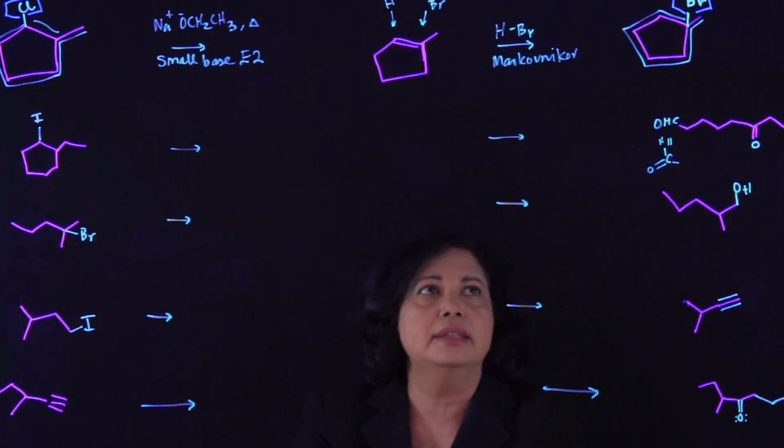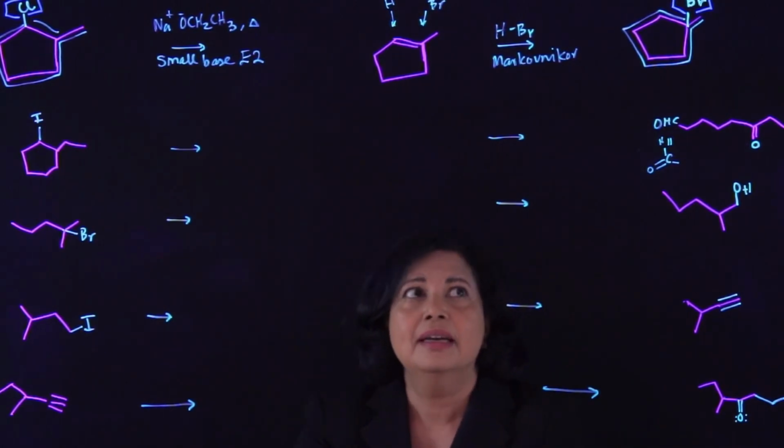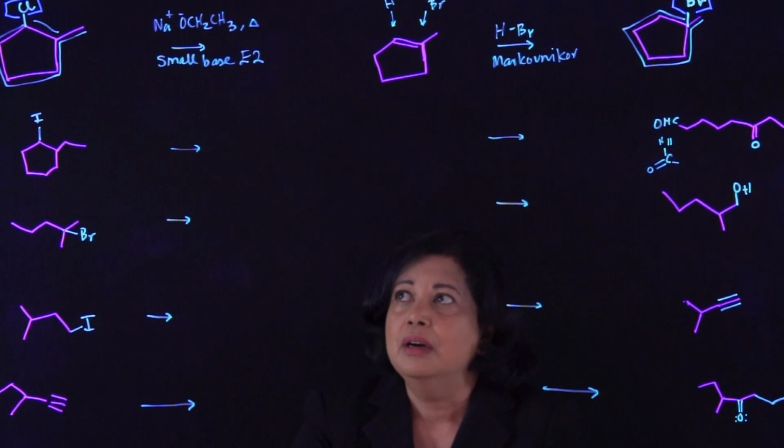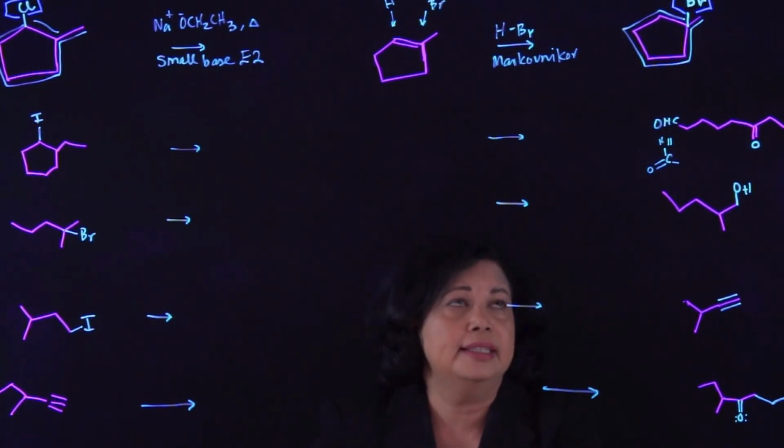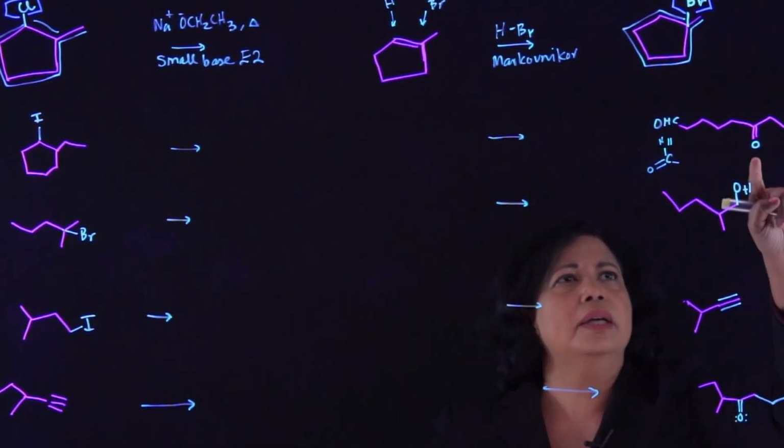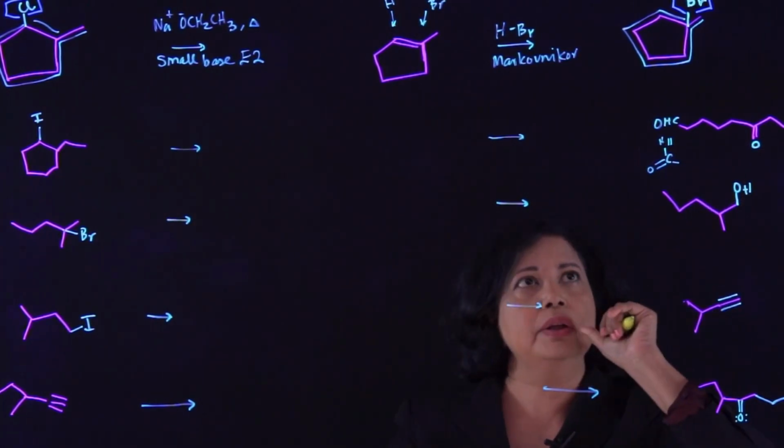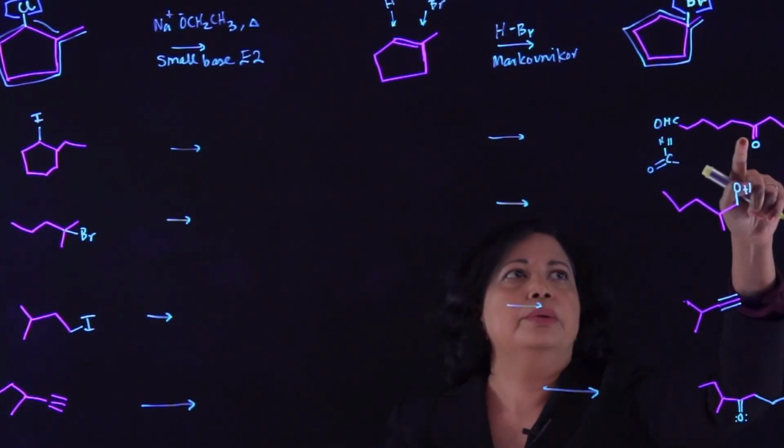CHO is not alcohol, it's aldehyde. Terminal carbonyl, which is an aldehyde. All right, let's look at how we can get to this. What did we talk about? What kind of reactions did we talk about to get ketones?